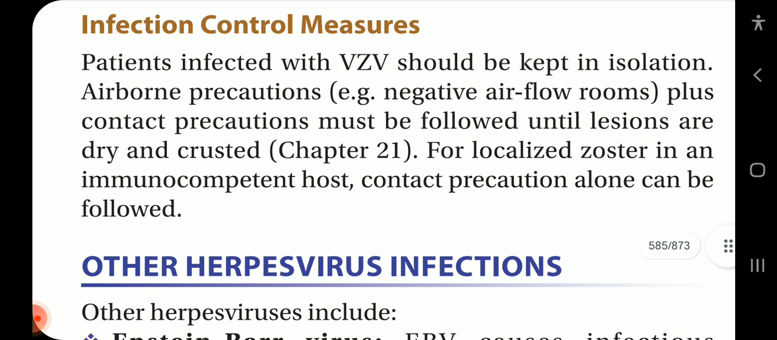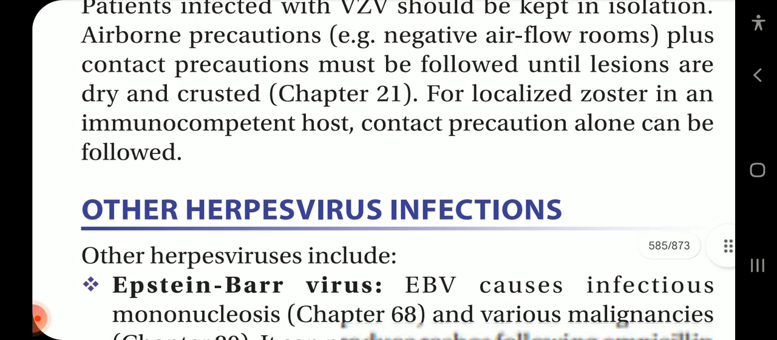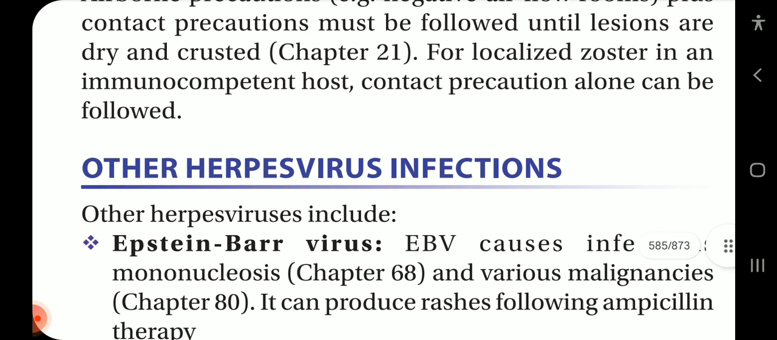Infection control measures. Patient infected with VZV should be kept in isolation. Airborne precautions, example negative airflow rooms, plus contact precautions must be followed until lesions are dry and crusted. For localized zoster in an immunocompetent host, local contact precaution alone can be followed.